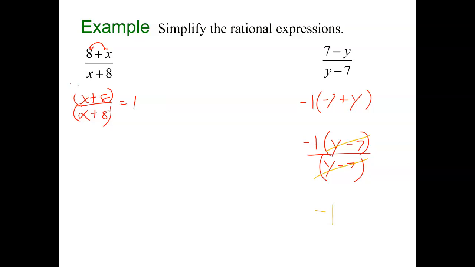So if they're the same term, it simplifies to 1. If they are the same factor. If they are opposite factors, we factor out a -1, then we can simplify. So opposite factors simplify to -1. Opposite factors simplify to -1.